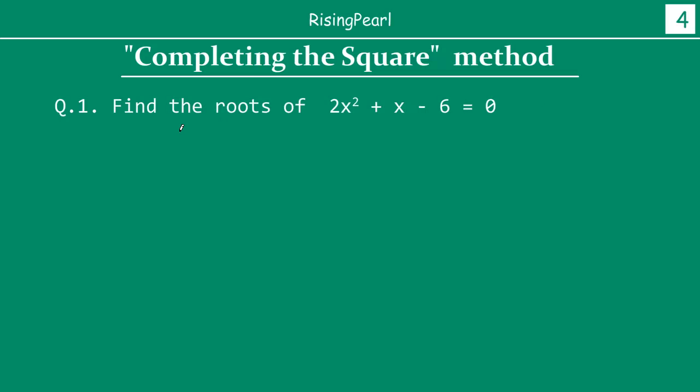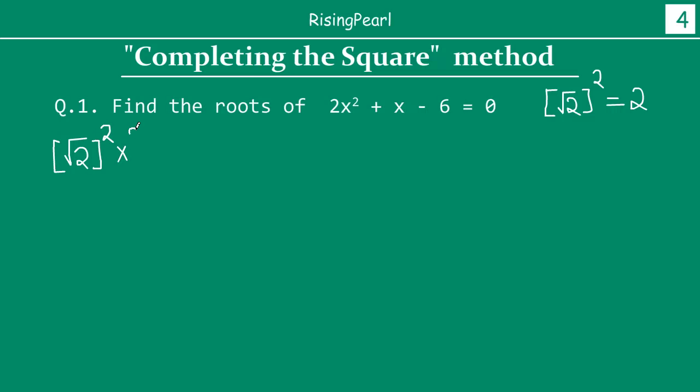So how about finding the roots of this quadratic equation? First thing is, we have 2x squared, so the coefficient of x squared is 2. So what is the number whose square is equal to 2? That will be square root 2. So we can write this as square root 2 whole square x square.